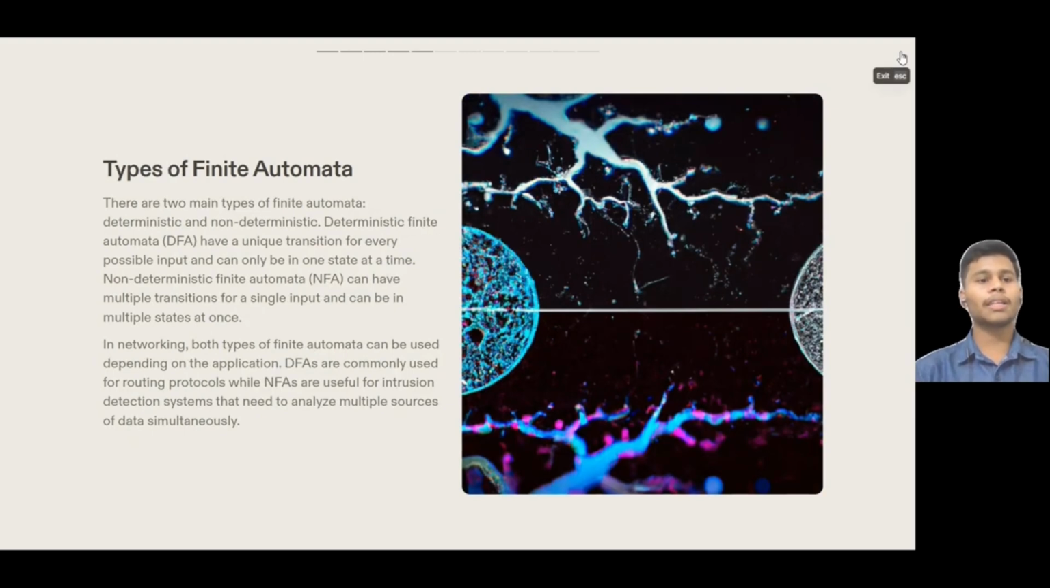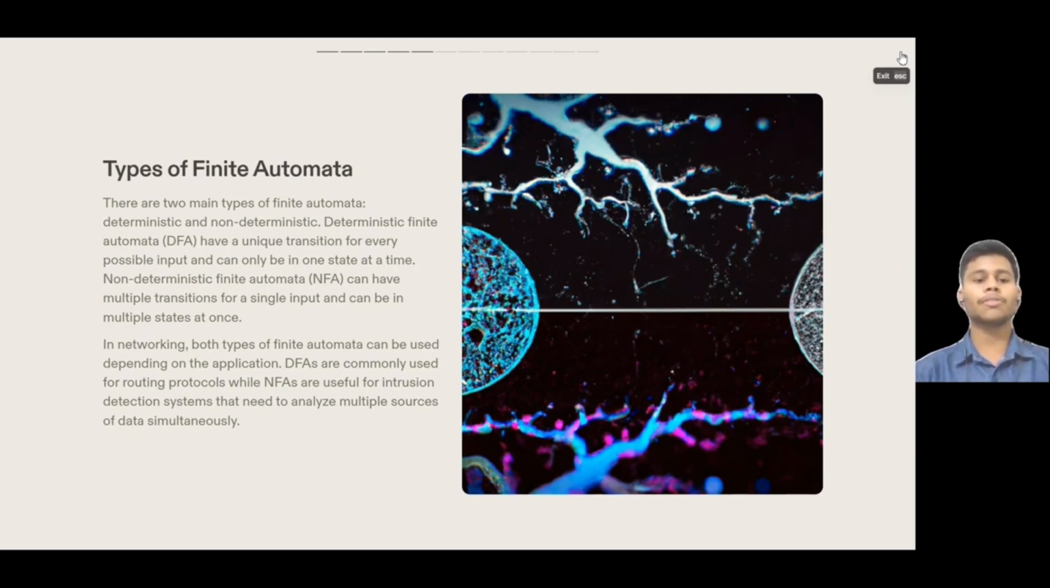Types of finite automata. There are two main types of finite automata, deterministic and non-deterministic. Deterministic finite automata, DFA, have a unique transition for every possible input and can only be in one state at a time. Non-deterministic finite automata, NFA, can have multiple transitions for a single input and can be in multiple states at once. In networking, both types of finite automata can be used depending on the application.